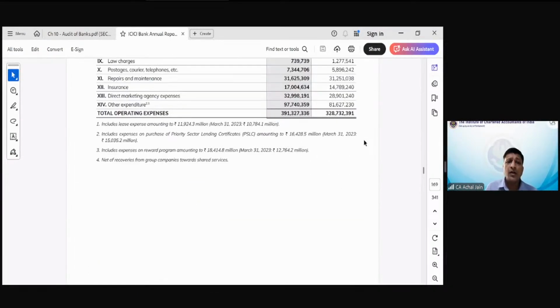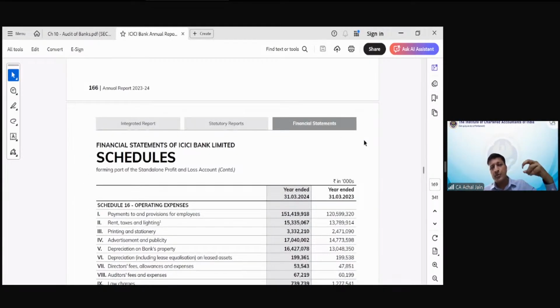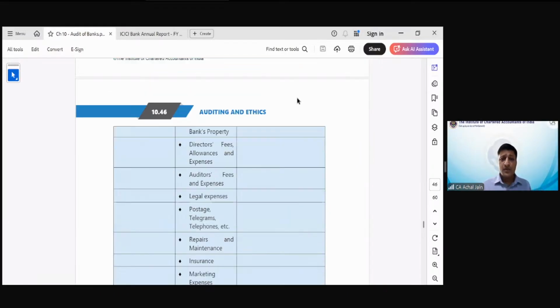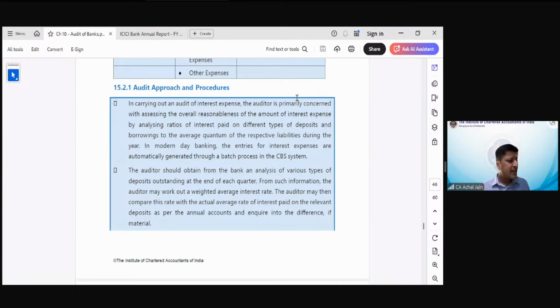Fine. Then the third category was about the provisions and contingencies. And I think we talked about it. That's something which we'll see in case of advances getting netted off. So we'll have to go back to that schedule of advances. Now, please understand that these items are not new. Yes or no? These items are not new anyway, except for the interest, one can say.